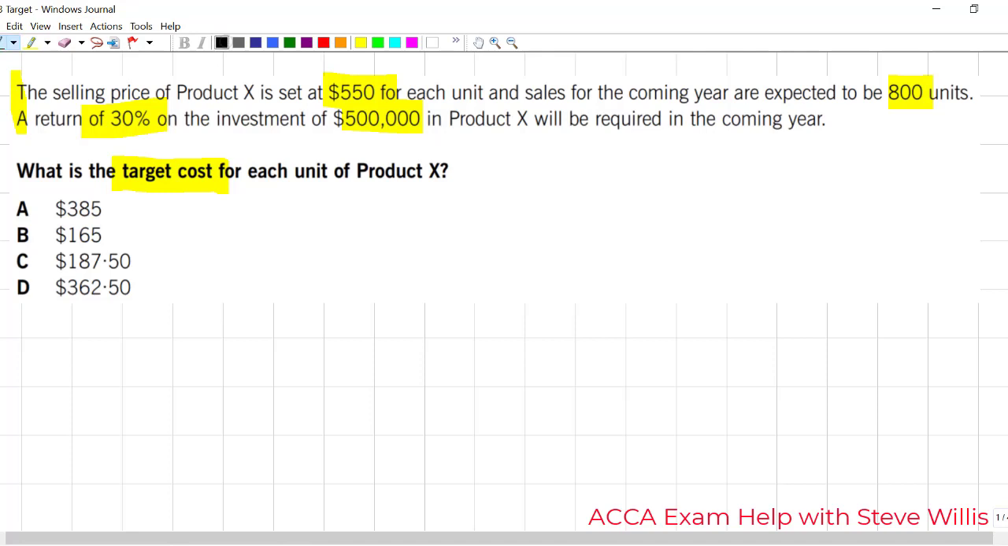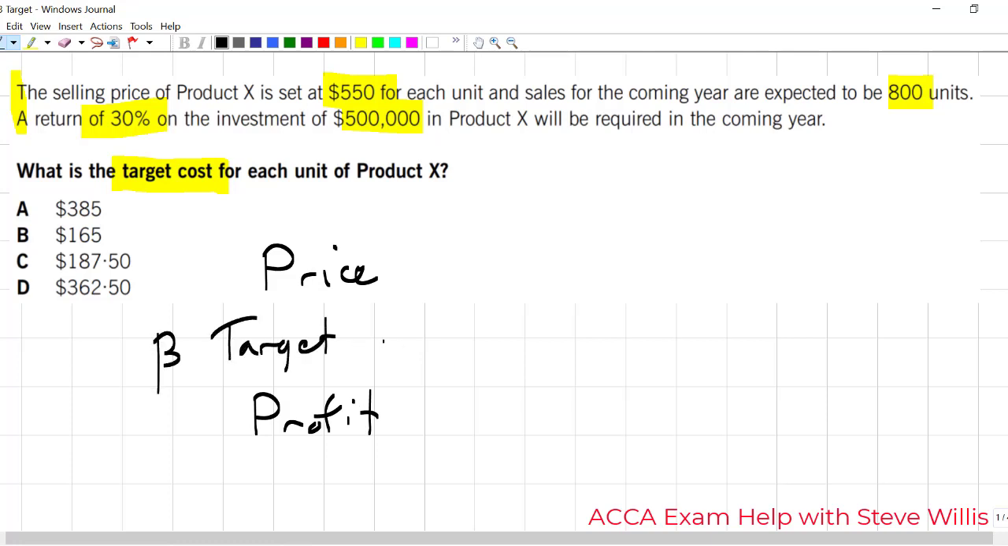Before we read the story, we see target cost. So let's deploy the formula. We know we need a selling price set by the marketing department. Then we need a profit margin to make our investors happy. The balancing figure is the target cost for our production department.